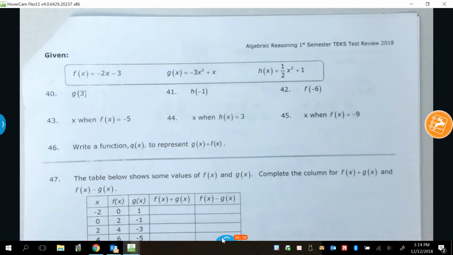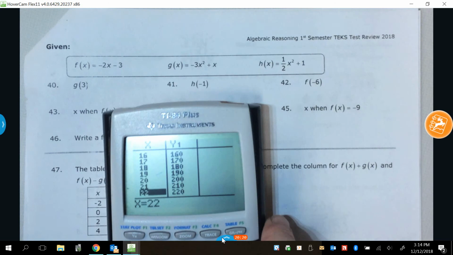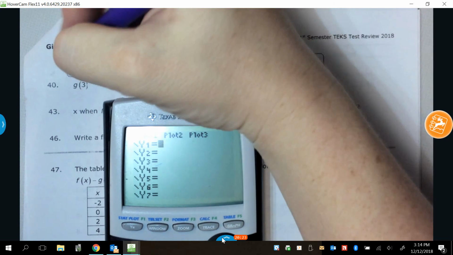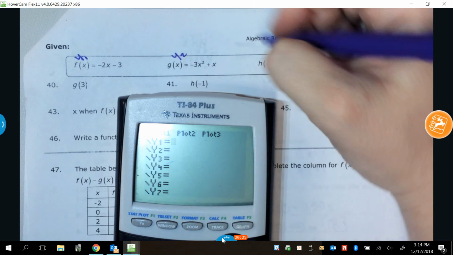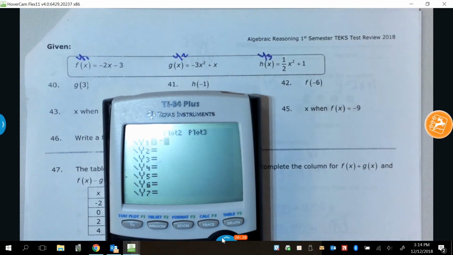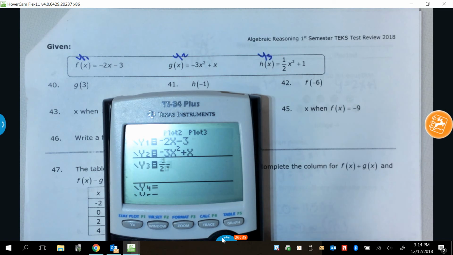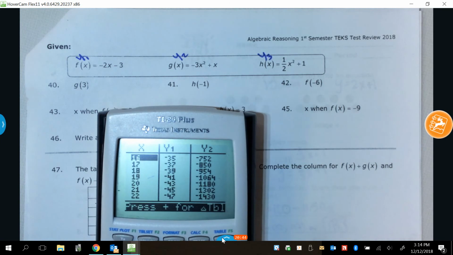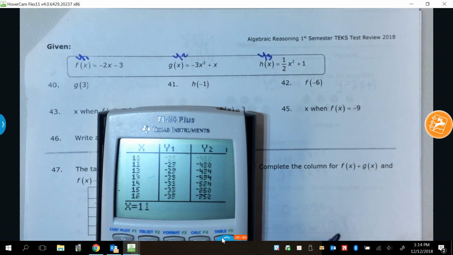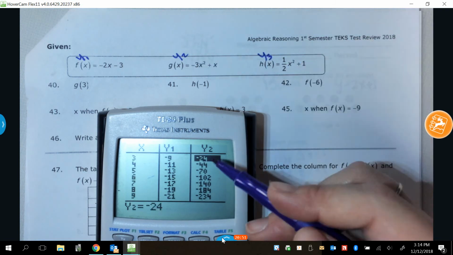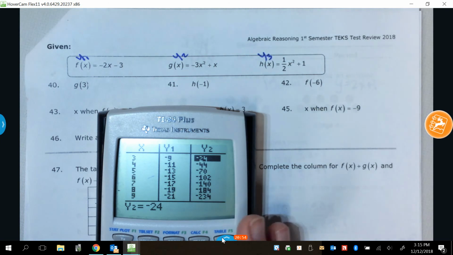Last page. Okay, so g of 3, guys, we can do these in our calculator. Type this in Y1, this in Y2, this in Y3. Always label if you're going to type more than one equation at a time. Negative 3x squared plus x and 1/2 x squared plus 1. Second graph. So this says g of 3, so I'm going to find where x is 3. And I'm going to find g, which is in Y2. So the answer is negative 24.